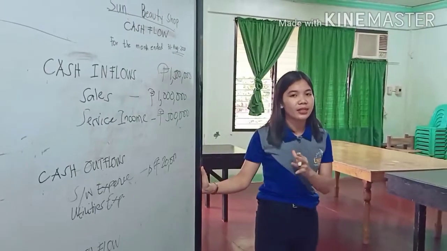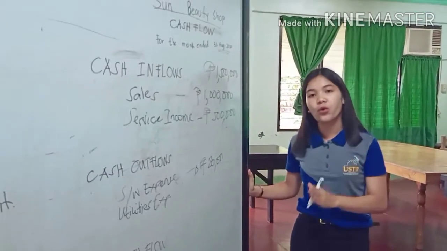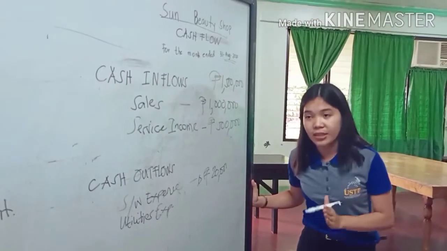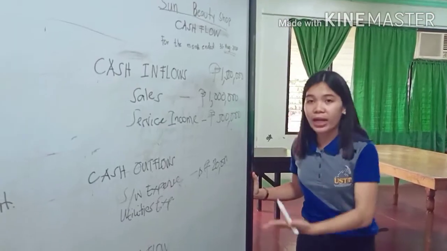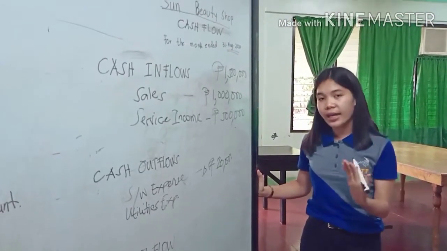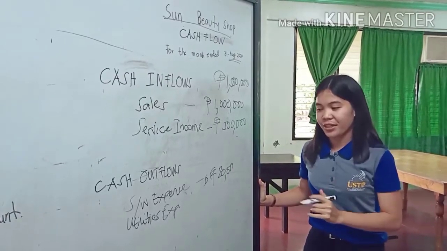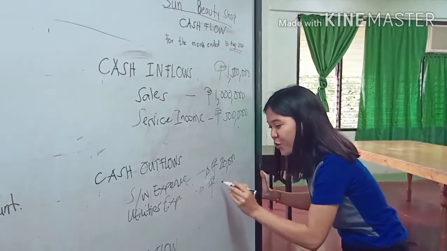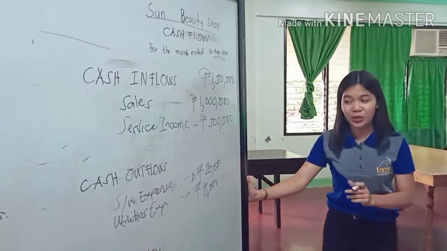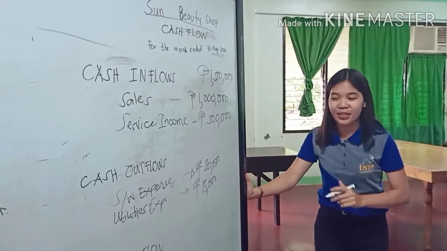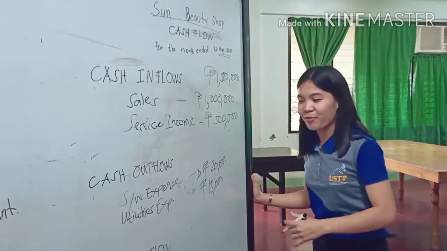Okay, ma'am, what is the utilities expense? That is your water expense and, of course, your electricity expense. Your business will not be realized if you have no utilities, no electricity, and of course no water. So, for example, you have 15,000 per month. This is also an assumption or estimation. Don't you worry, class. We will not be having a net loss in our business.